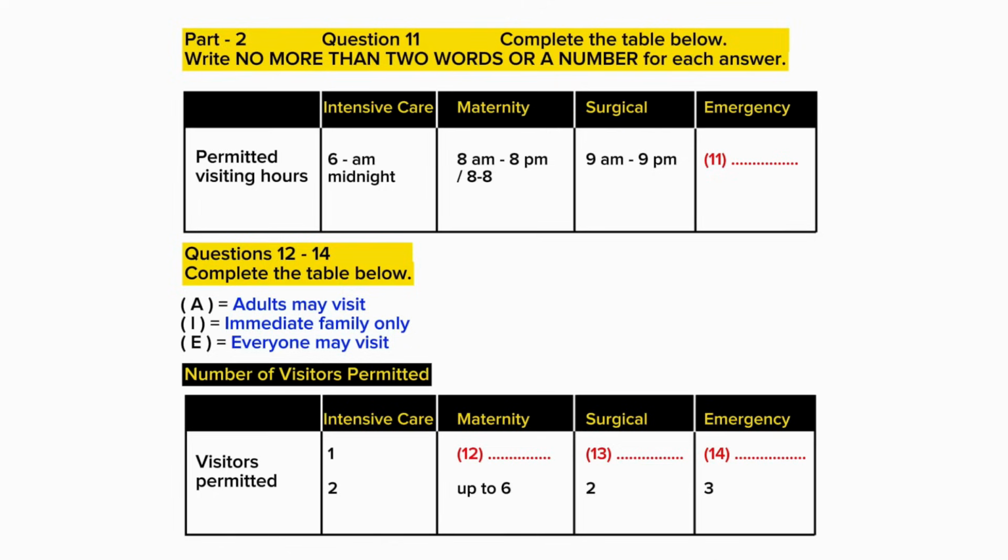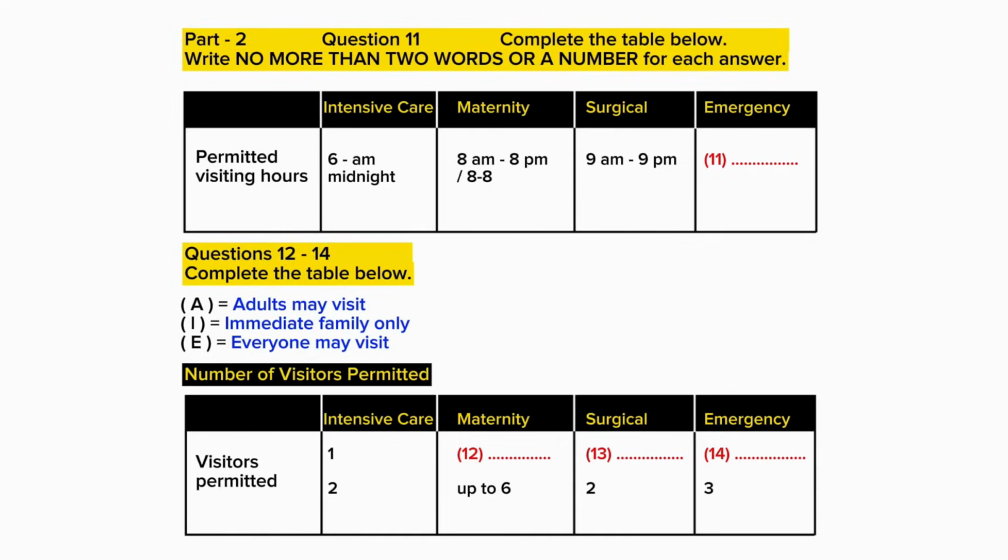Hello, Andrew. I believe you want to know about visiting hours. Yes, I do, Mrs. Lamb. I have to fill this form out, and I'd like to have some idea why the different parts of the hospital have different times for visiting. I see. Well, let's start with an obvious one. Intensive care. People in intensive care are very sick indeed, and for that reason, we say that visitors can come between 6 a.m. and midnight.